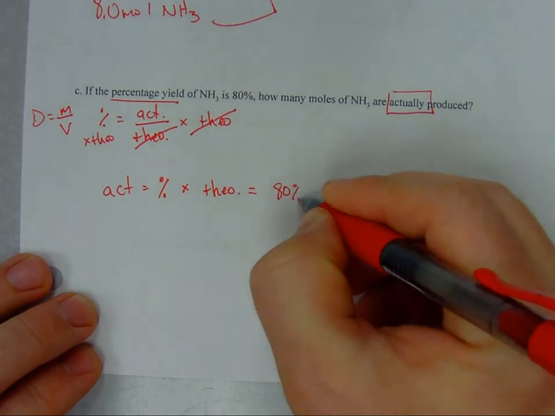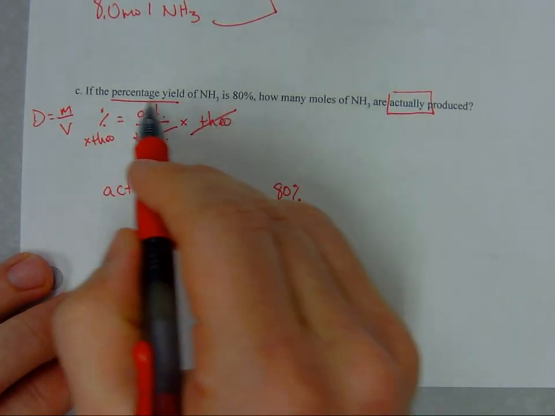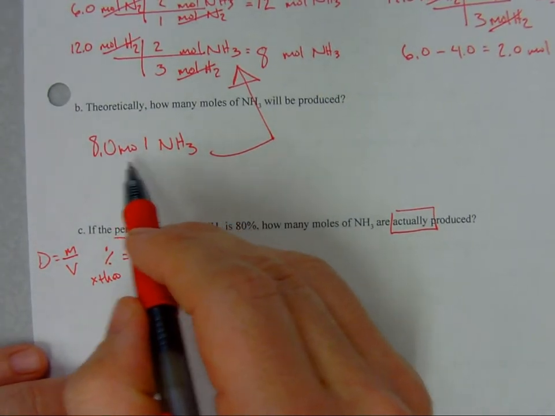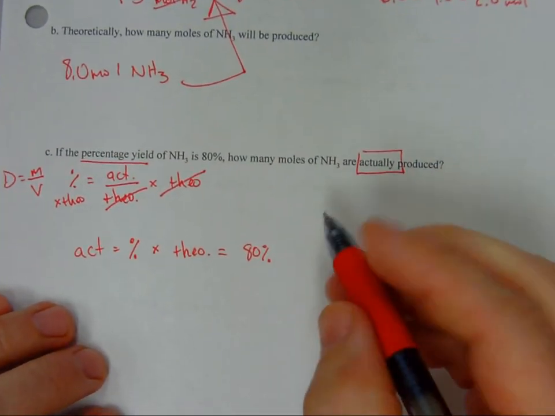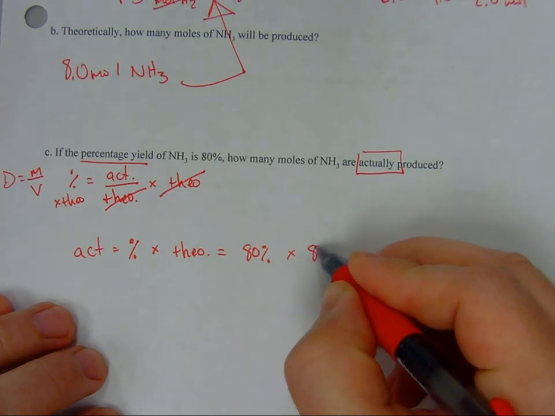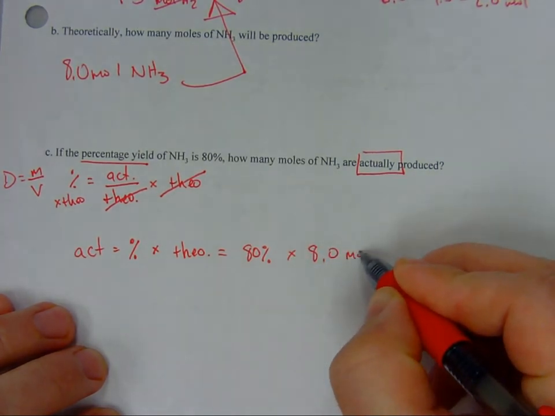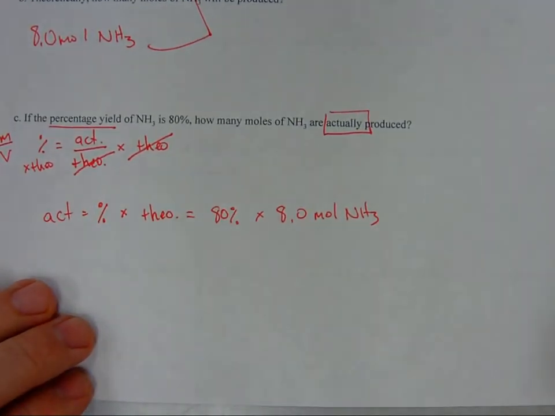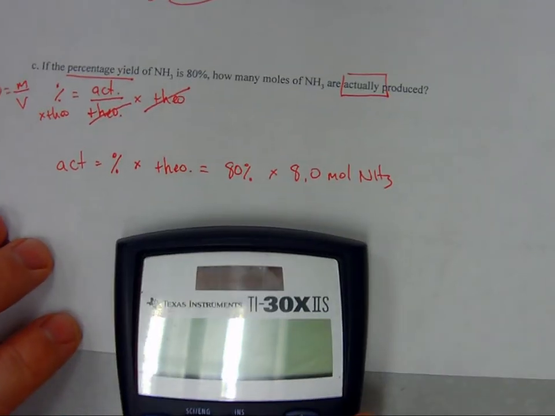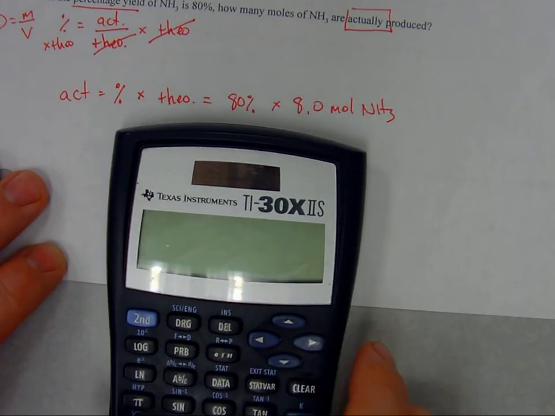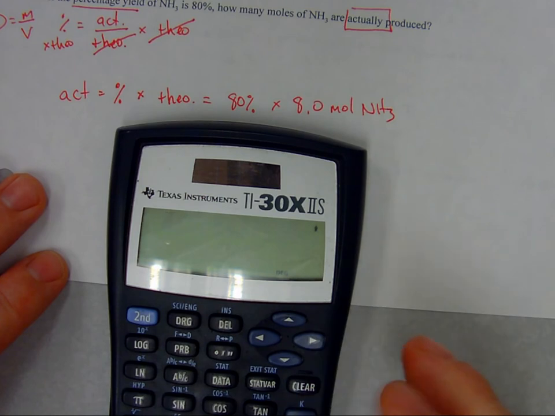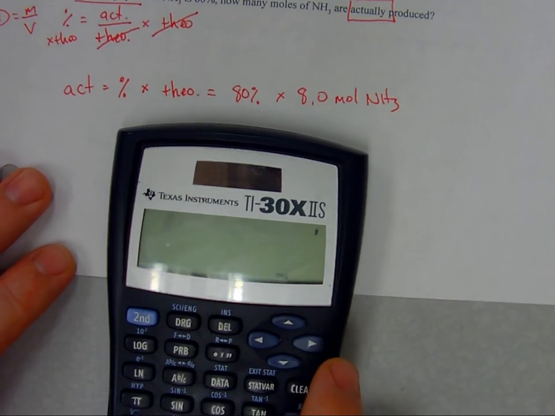Okay, 80%, that's the percentage yield. That's what the question told me, times the theoretical yield. Well, the theoretical yield we saw in part B was 8 moles. And now I know exactly what to do. 80% multiplied by 8 moles. So, in other words, what is 80% of 8 moles?